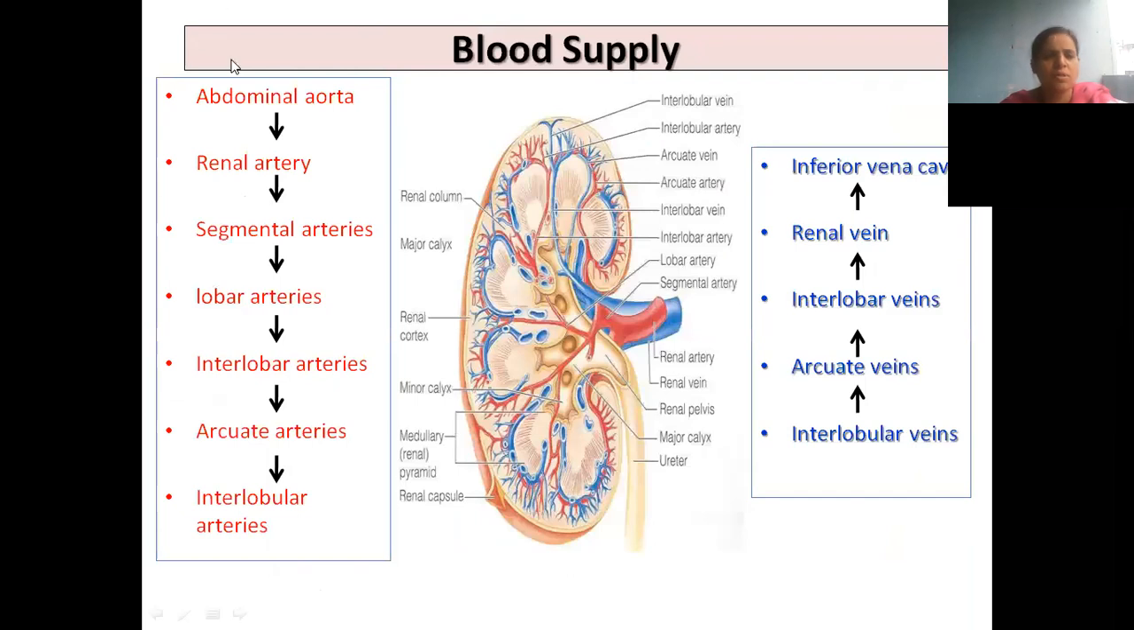So this picture is also helping us to understand the blood supply. Okay, arteries from abdominal aorta, we have renal arteries, segmental arteries, 5 in number. These are interlobar arteries. And then we have arcuate artery, interlobular arteries. And venous drainage starts with interlobular vein, arcuate vein, draining into interlobar veins. Interlobar veins will drain into renal vein. Renal vein will go into inferior vena cava.